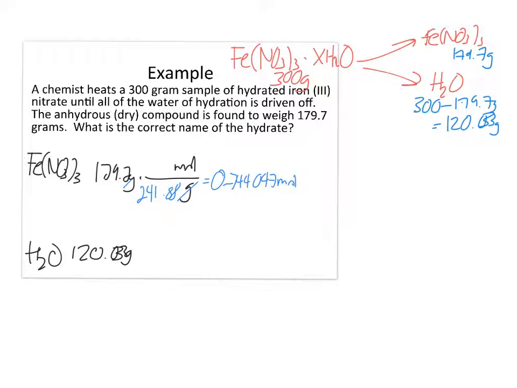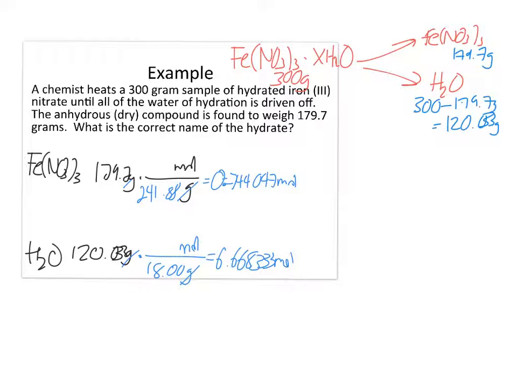We don't round until the end, so I'm just keeping this really, really big number here. Now let's do the same thing with the water. We're going to divide by its molar mass, 18.00 grams per mole. My grams will cancel out, and I'll be left with 6.668333 mole. Alright, so here we have two mole values.